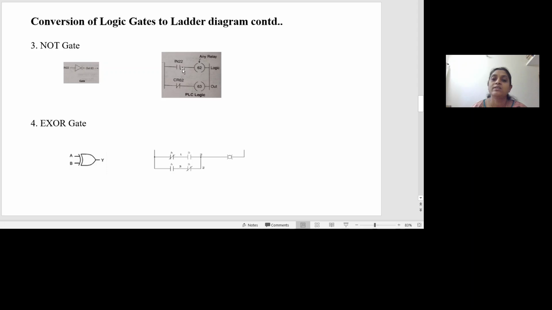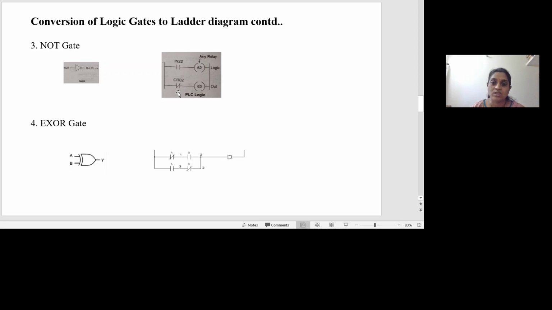Now I'll take a case wherein the input IN22 is 0. That means I'm not energizing the contact, so it remains open. When this is open, there is no connection between the two rails, hence coil 62 is not energized. When coil 62 is not energized, the contact CR62 is also not energized.